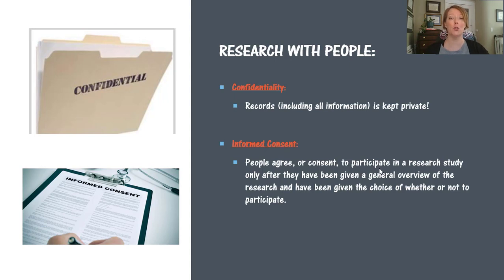You also have to receive informed consent. This is where people agree or consent to participate in the research study. And this is only after they have been given a general overview of what the research entails and have been given a choice about whether or not they want to participate. This will also include any drawbacks or any known possible effects of being part of the research.